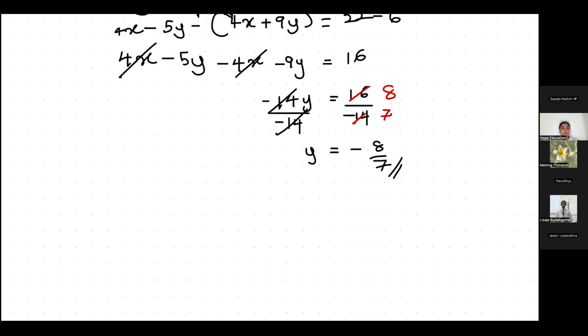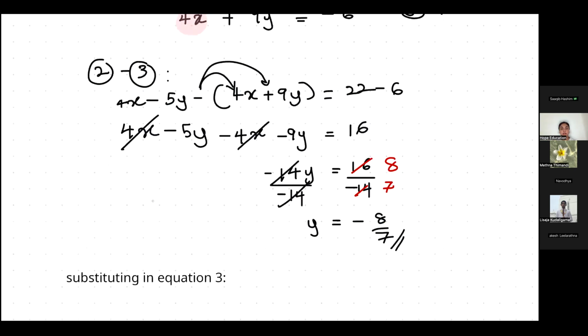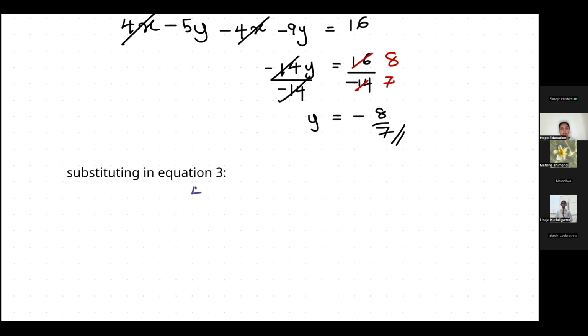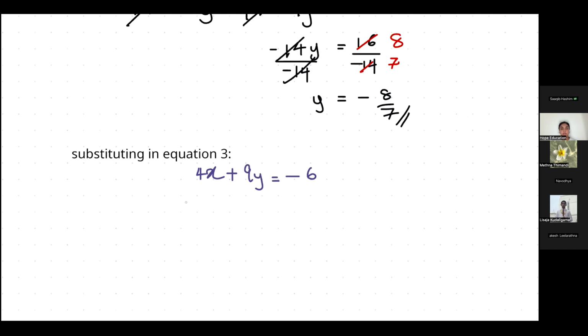So, substituting in equation 3. Equation 3 is 4x plus 9y equals minus 6. So 4x plus 9 times y, which is minus 8 over 7, equals minus 6.